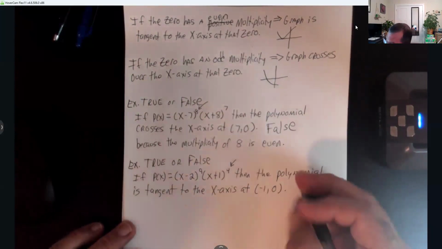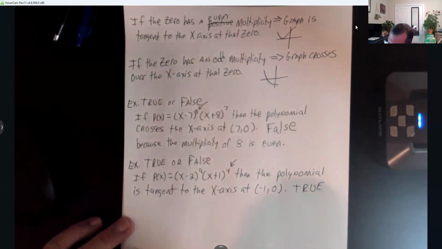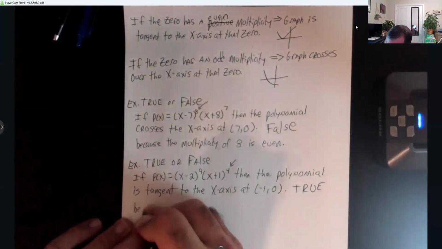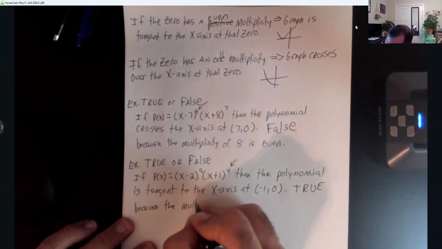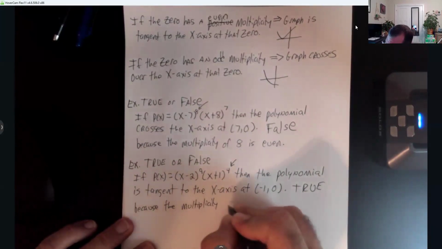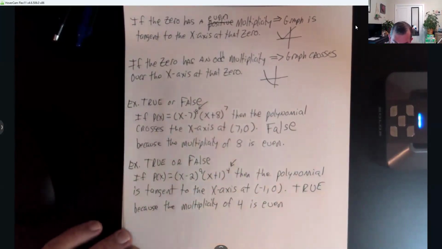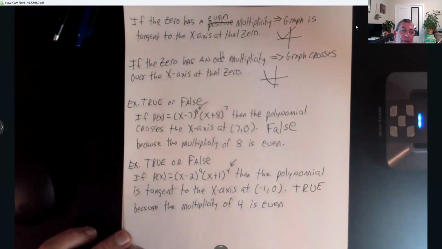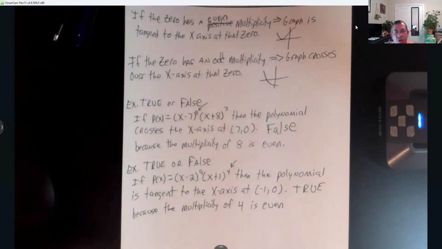So this one is actually true, and that'd be because the multiplicity of 4 is even. Thus, it is tangent, okay? So remember, odd multiplicities, it does cross over. Even multiplicities, it's going to be tangent.